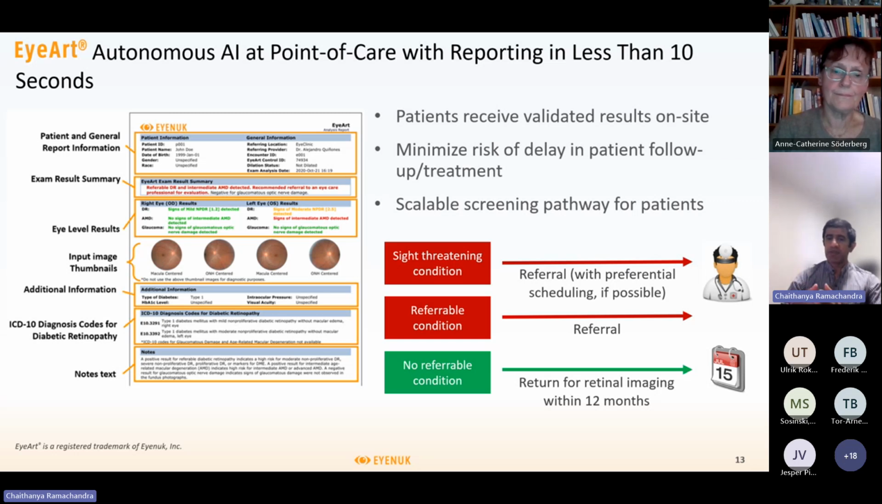And if there is no referable condition, then the patient can be asked to return for imaging within 12 months. These numbers for referral times and all that are to be based on the recommendations of local medical organizations and associations, of course. These are recommendations that we have per the AAO here, but these can change per what local, country-specific associations mention. And that's all configurable, of course.